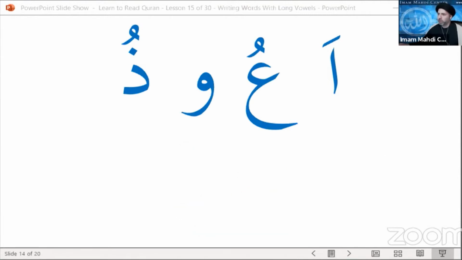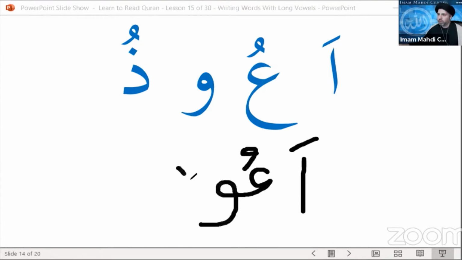And now when we write it, we write our alif with its fatha. Then the lowercase ayn, the ayn that's written at the beginning of a word with its dhamma. Then where the ayn ends its extension, we connect our waw. And then we write the dhal with its dhamma. So we have a'udhu.